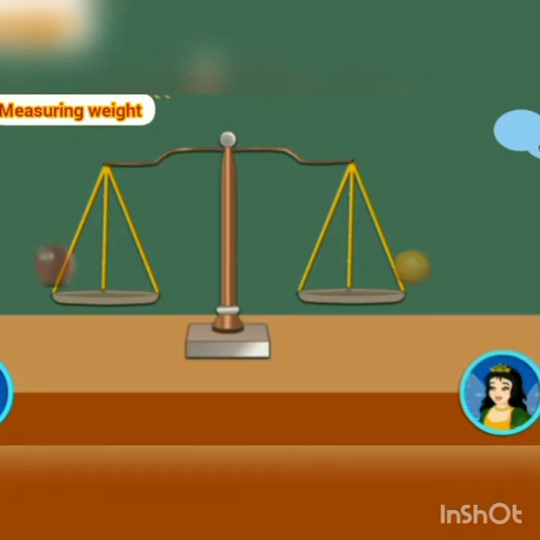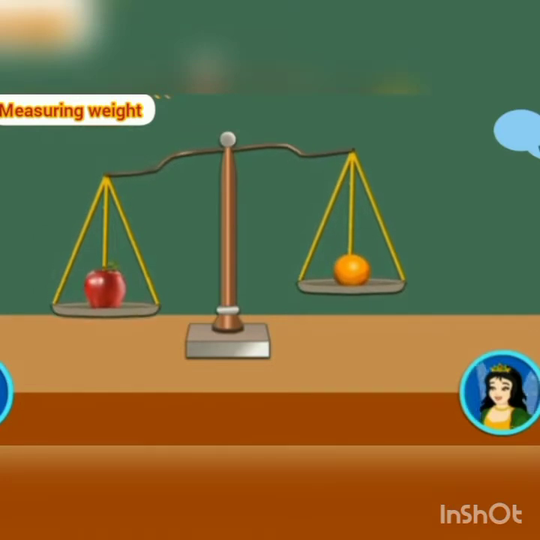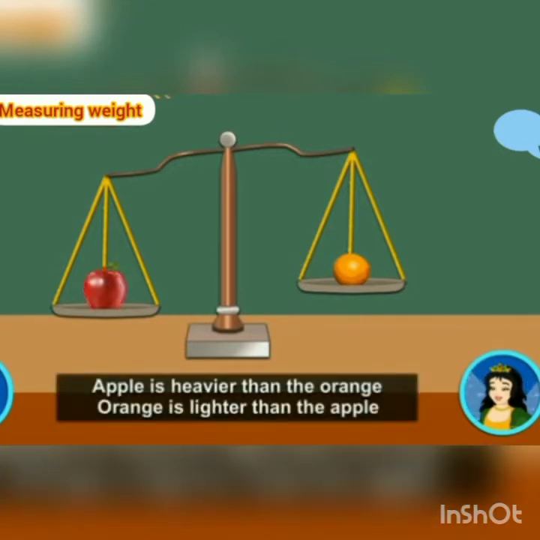Let us put an apple in one pan and an orange on the other pan. We see now the pan containing the apple tilts down and the other pan goes up. This means that apple is heavier than the orange. Remember that the pan containing heavier objects always tilts down.